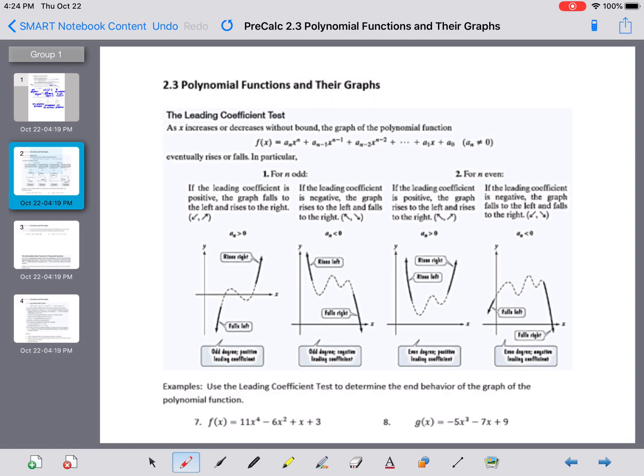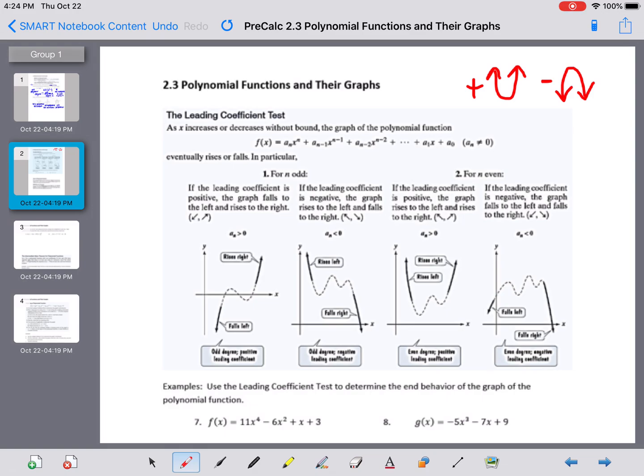Okay, that leading coefficient is going to tell us something. If you step back and think about the parabolas that we just did, if it was positive, it opened upwards. If it was negative, it opened downwards, right? So that is not special to parabolas. This is true on all polynomials.